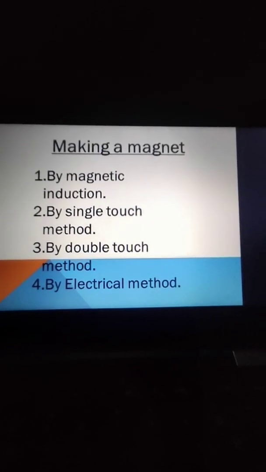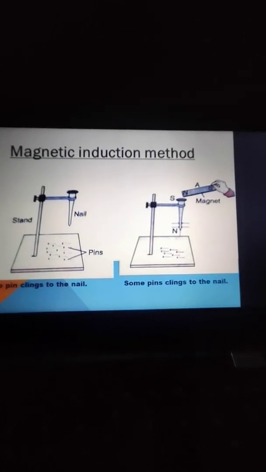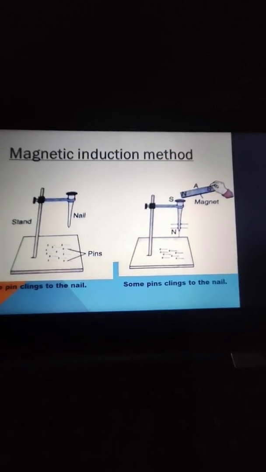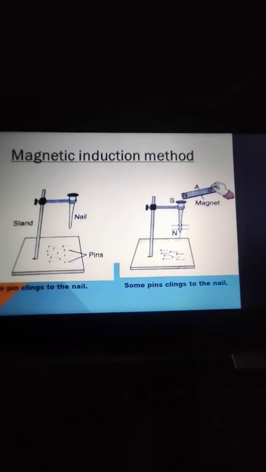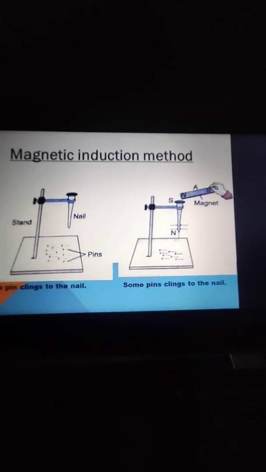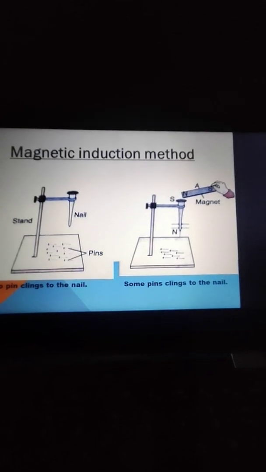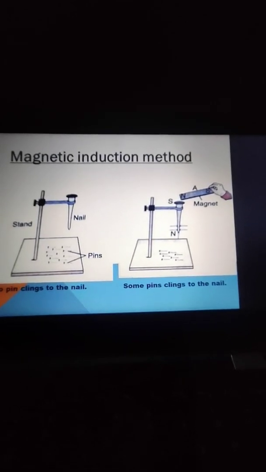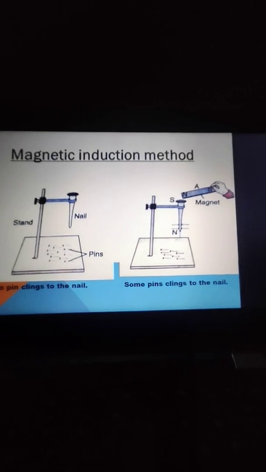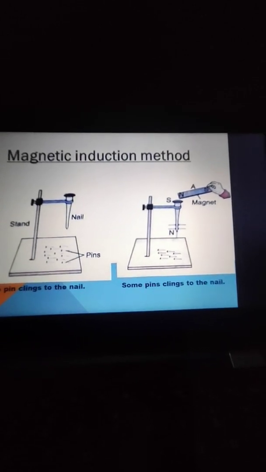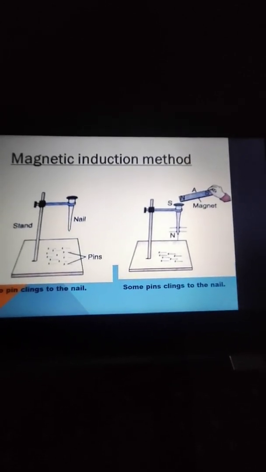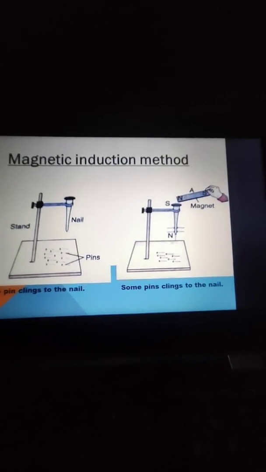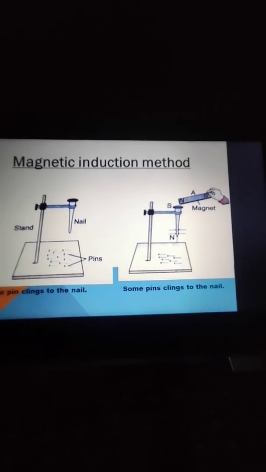So beta, when a piece of iron is placed near a magnet, it becomes a magnet. That is, it acquires all the properties of a magnet. But as soon as the magnet is removed, the iron piece is no longer a magnet. This process is known as magnetic induction. It is because an iron piece will behave like a magnet in the presence of a magnet, but as we remove the magnet, the iron piece is no more a magnet.